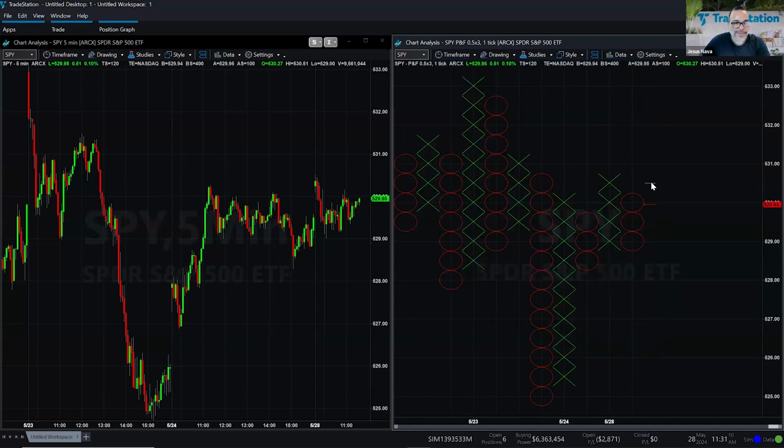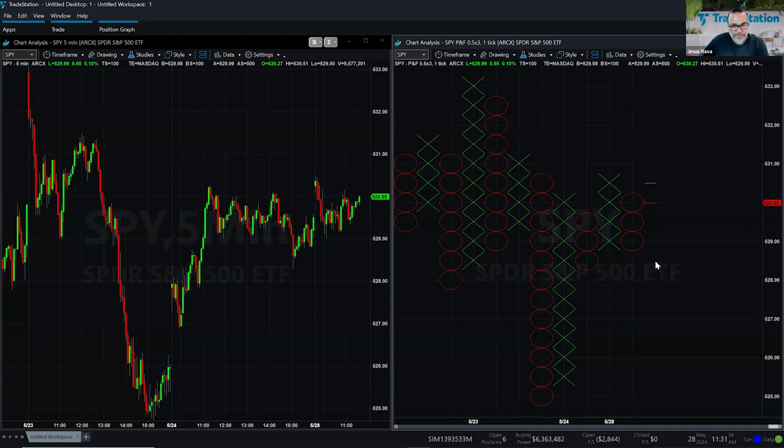So this little green line is going to be $1.50 away from the bottom of this column of O's. The column of O's is building towards the bottom, right? But you can see that the price has been going up, and if it hits that reversal, it's going to switch over to a column of X's.